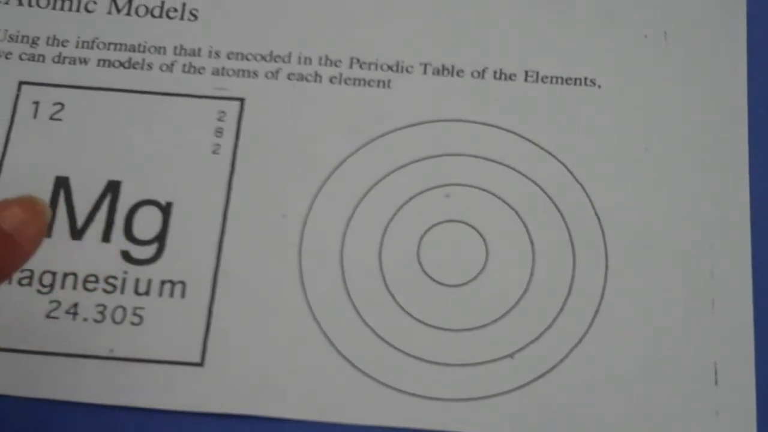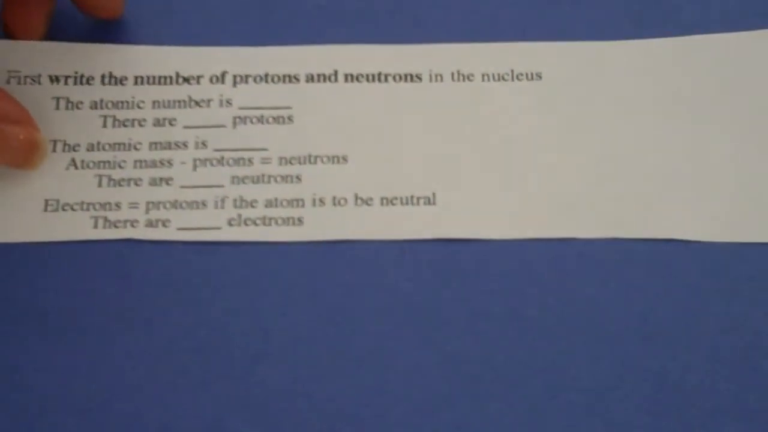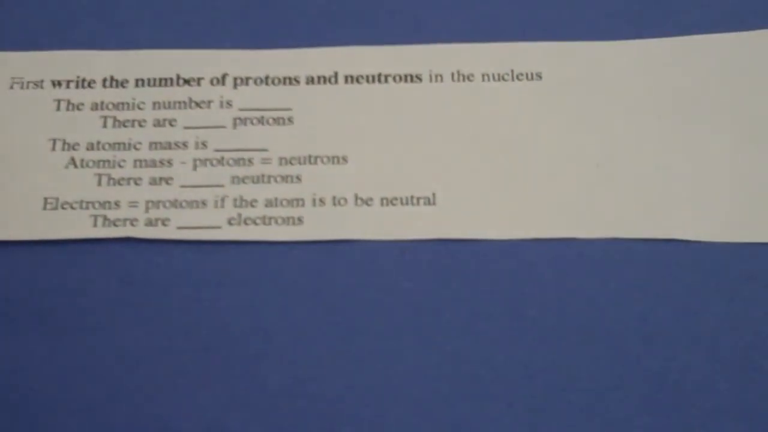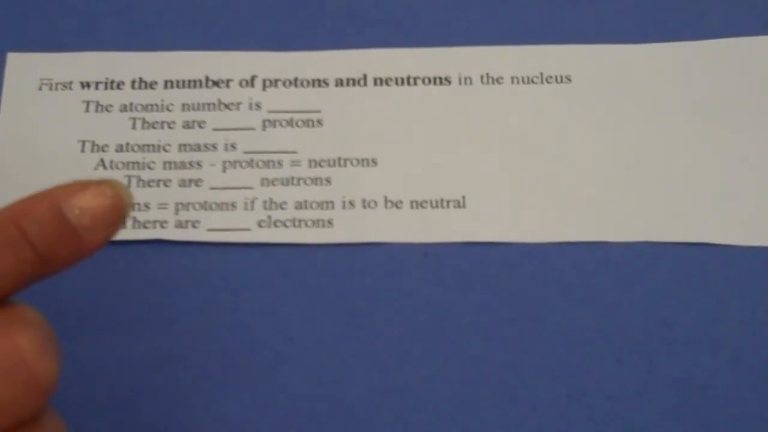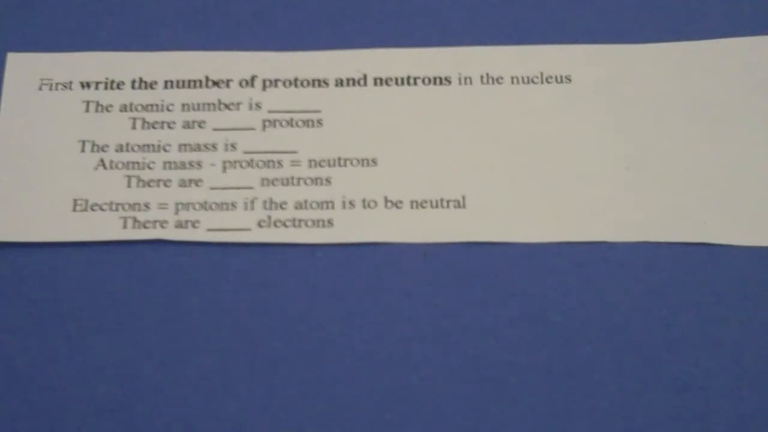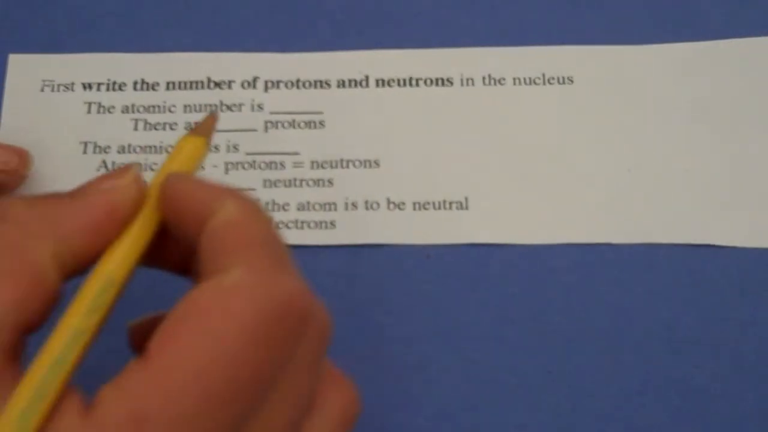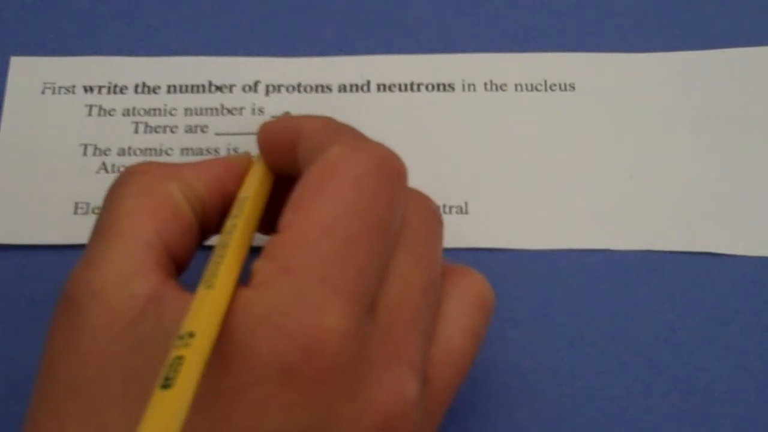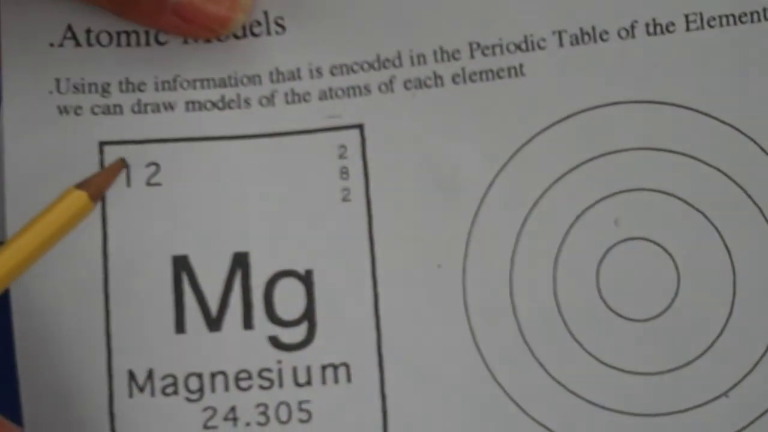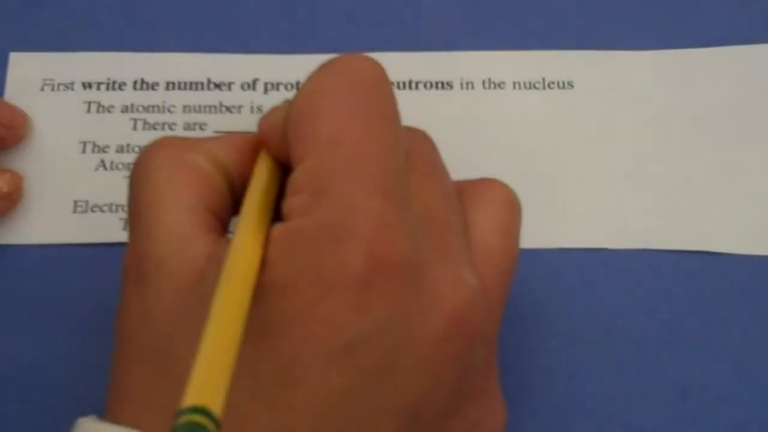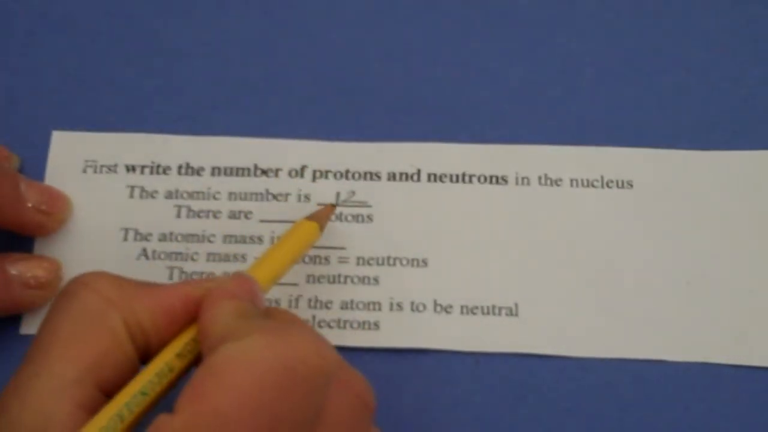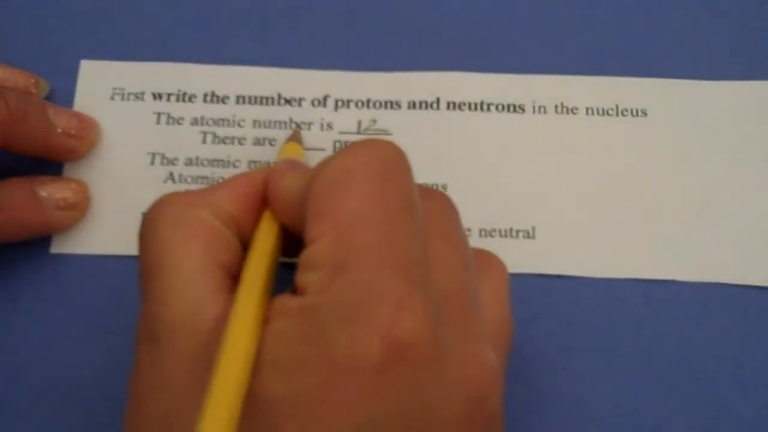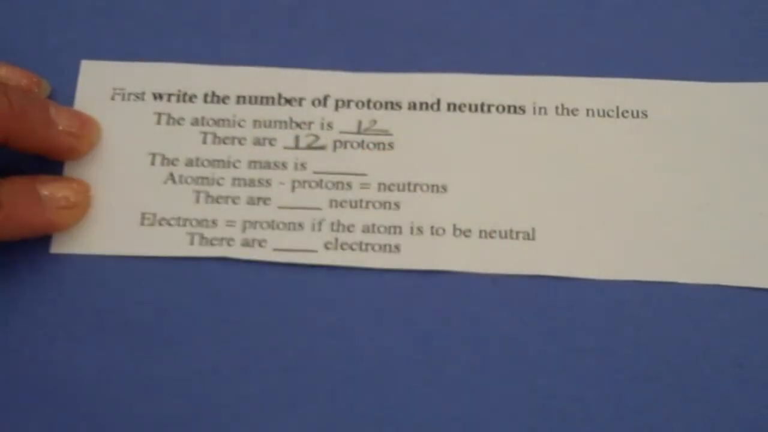Okay, so the first thing you need to know is that we're going to need to do a little bit of math, and I've given you this sheet of paper in class. So we're going to go back and forth between the two. All right, so the atomic number is right here, 12. So let's write that in, 12. Therefore, there are 12 protons.